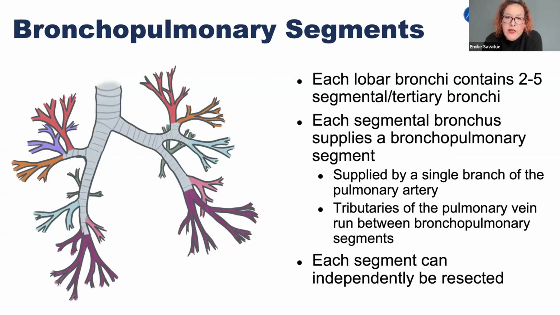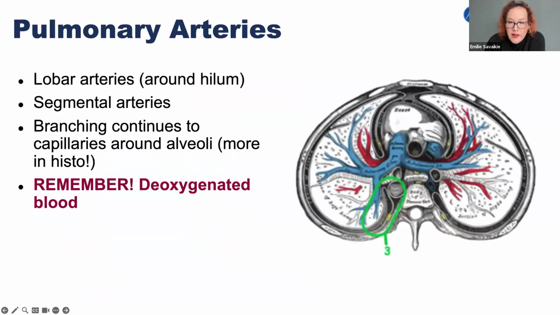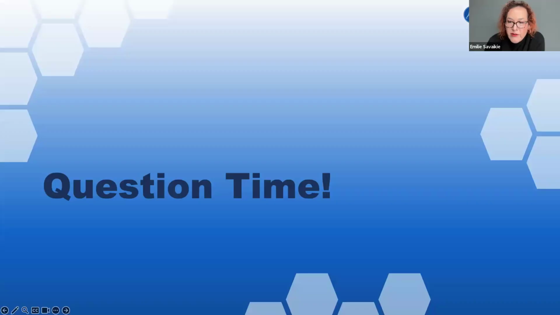But there are 4 to 5 in the left superior, 4 to 5 in the left inferior, 3 in the right superior, 2 in the right middle, and 5 in the right inferior. We can skip those. So let's start with the questions.